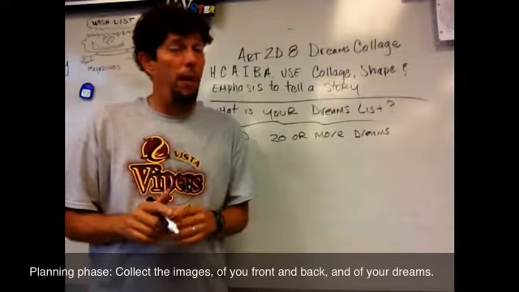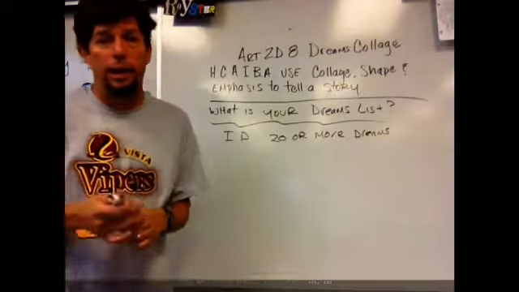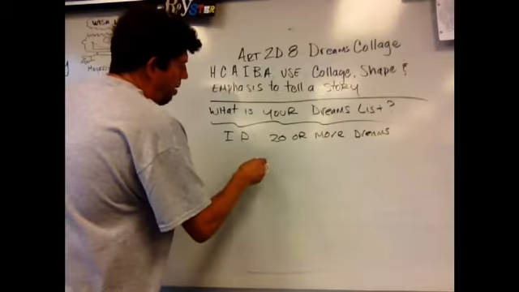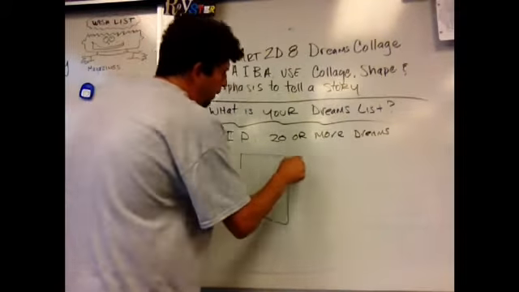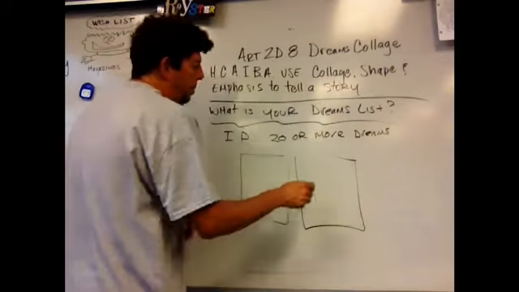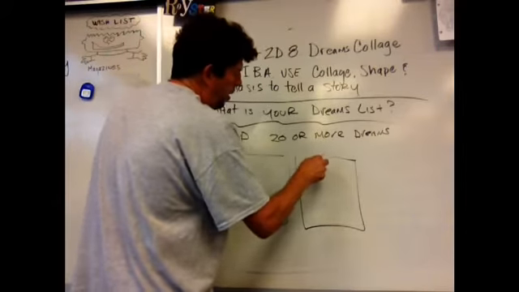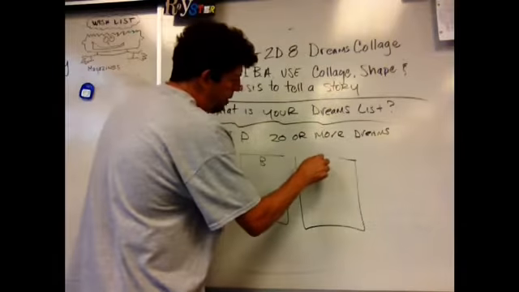Now, let me tell you a little bit about what the assignment's going to look like. There's a front and back to your art book, right? Front and back. So I want you to think about the front and then think about the back. This is the front. Here's the back. That is an F.